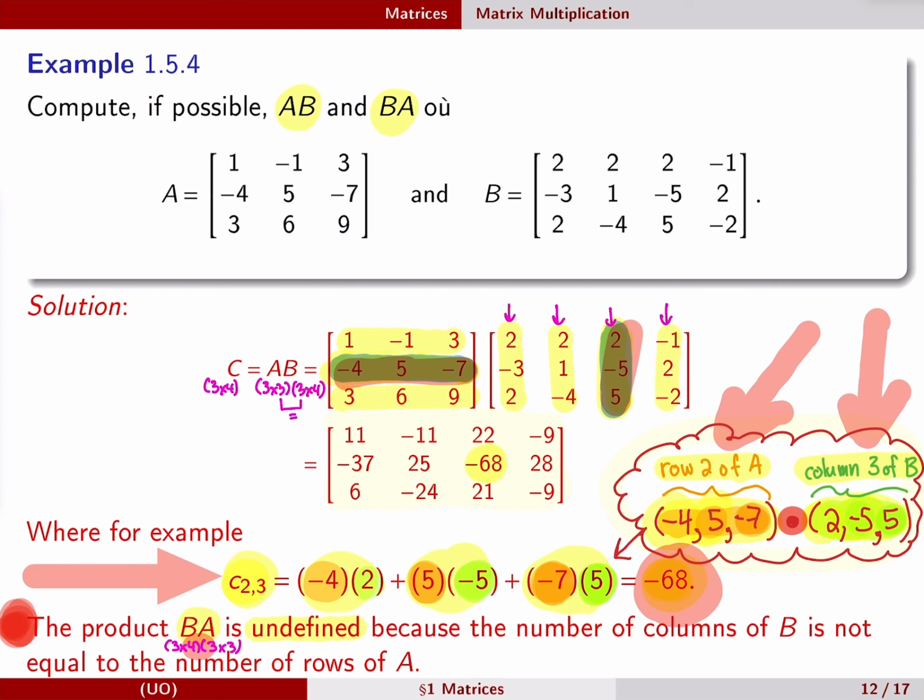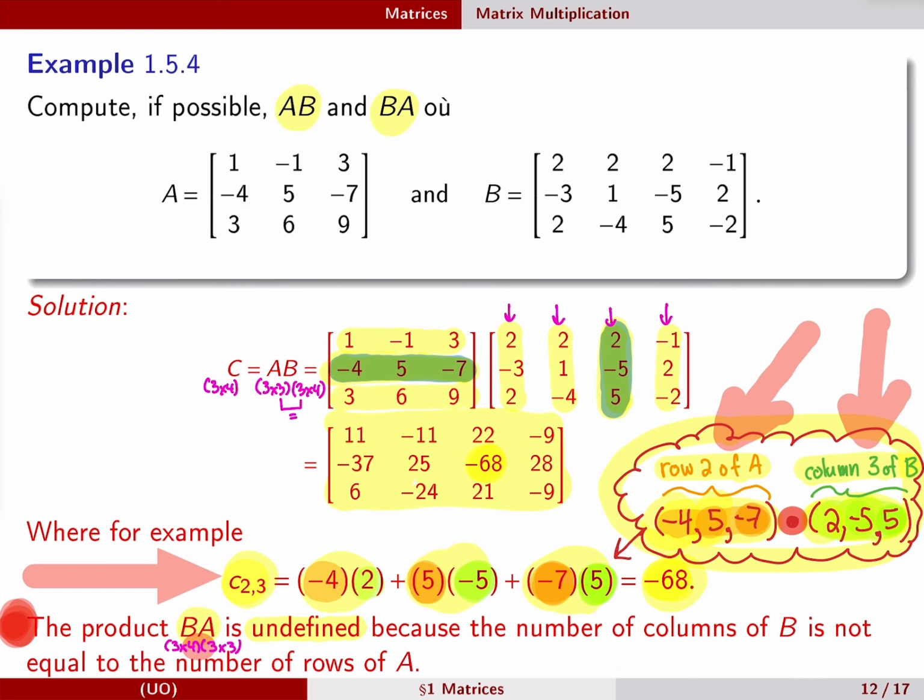Because yes, on the test, if I ask you for the entry 2,3 and you do the full computation and you get your matrix fully computed, and then you extract the right entry, that will work. But this is 12 computations versus 1 if you just use the definition. Take row 2 dot column 3 of matrix A and matrix B respectively, and you can get your minus 68 right away.